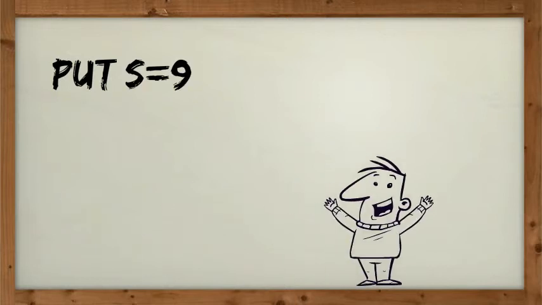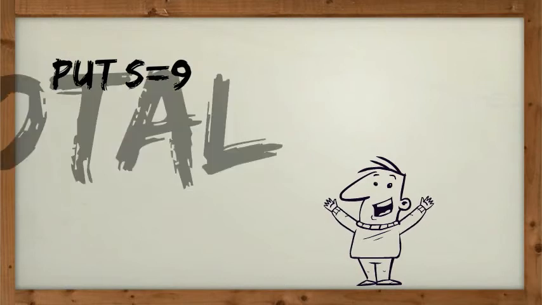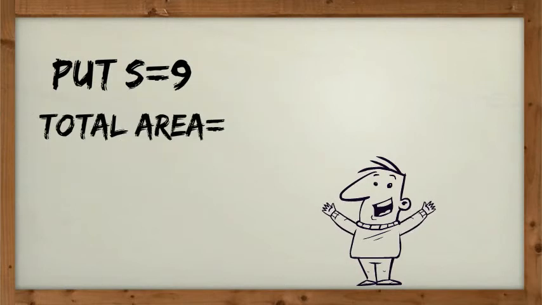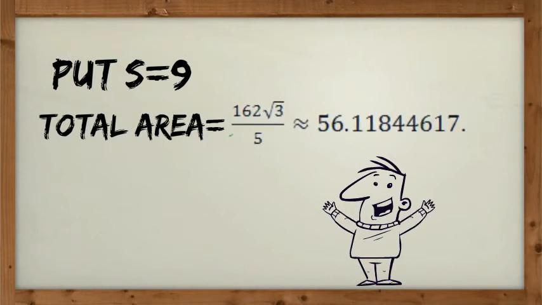If you put s equals 9 in the equation and in your calculator, you will notice that the area of the Koch snowflake to an infinite extent is a finite number. 162 times root 3 over 5 is approximately 56.